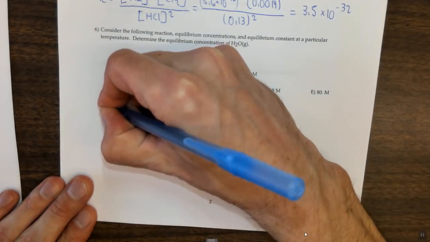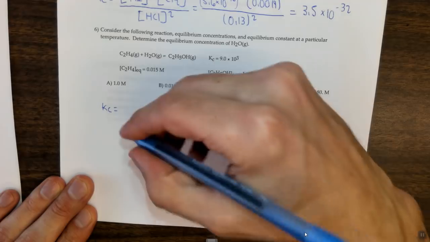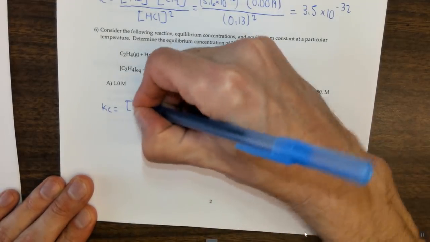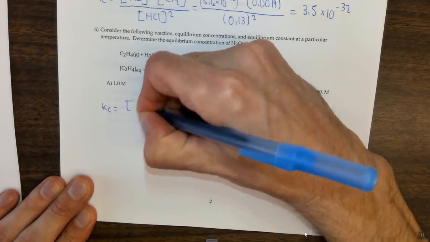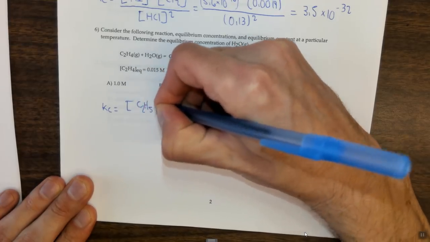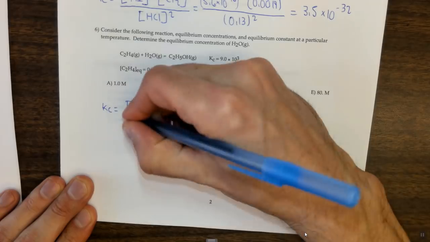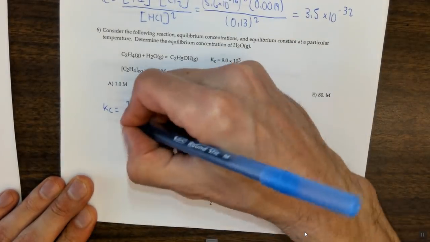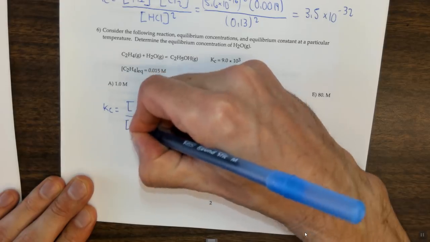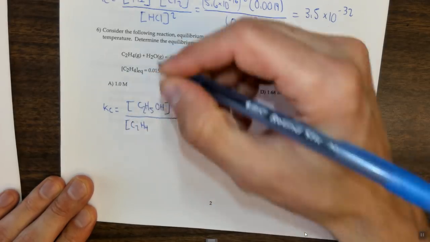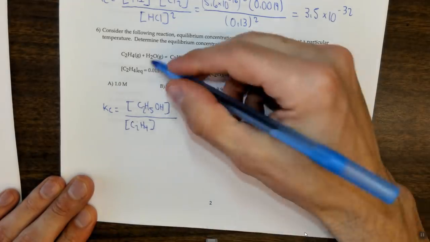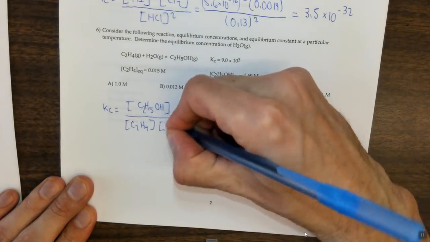So Kc equals the concentration of products, in this case this is ethanol, the concentration of C2H5OH. Then on the reactant side, or on the bottom, we want the concentration of C2H4, which is ethylene, and the concentration of H2O.